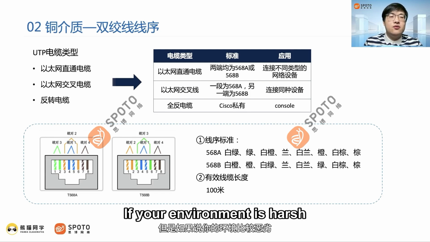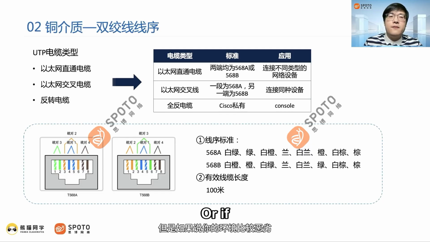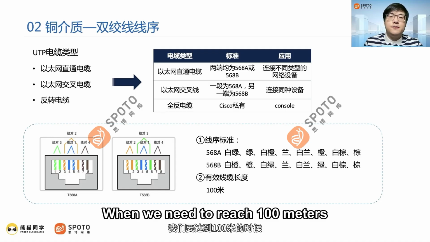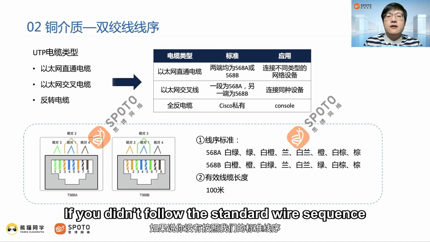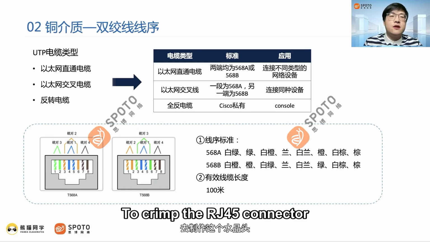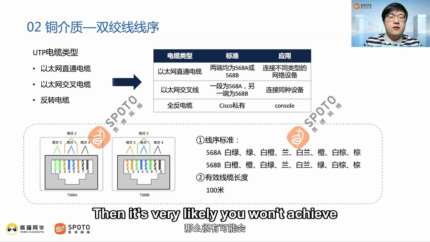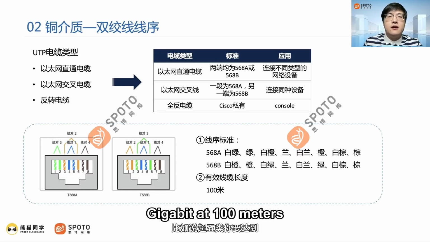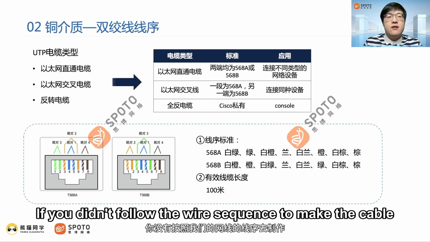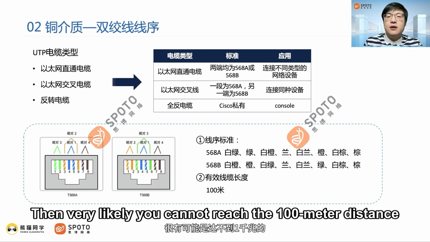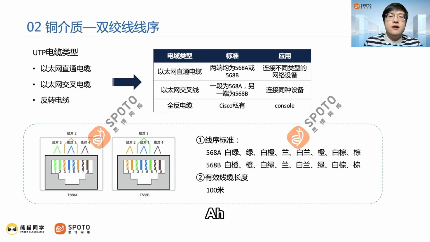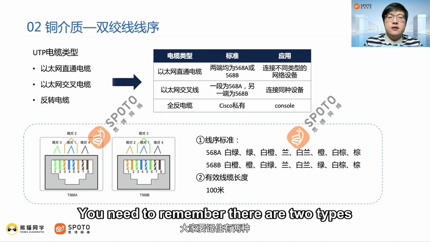However, if your environment is harsh, or if the transmission distance is quite long, when we need to reach 100 meters, if you didn't follow the standard wire sequence to crimp the RJ45 connector to make this network cable, then it's very likely you won't achieve our standard speed. For example, you want to achieve gigabit at 100 meters. If you didn't follow the wire sequence to make the cable, then very likely you cannot reach the 100-meter distance, because the interference will be severe.